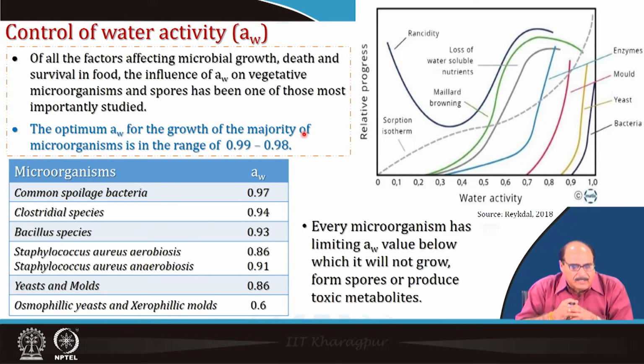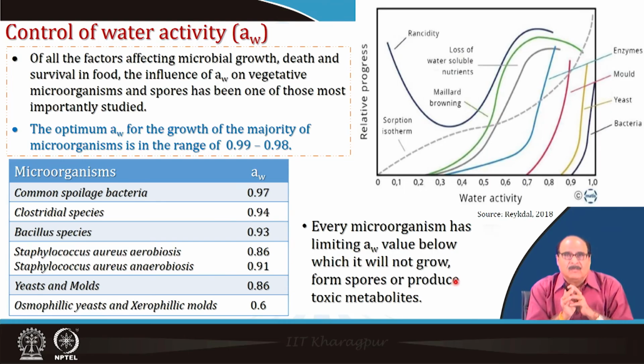Similarly, control of water activity is one of the factors affecting microbial growth, death and survival in a food. The influence of water activity on vegetative microorganisms and spores has been one of the most important and most studied subjects. The optimum water activity for growth of the majority of microorganisms is in the range of 0.99 to 0.98, okay, and some important common spoilage microorganisms are shown here. Every microorganism has a limiting water activity below which it will not grow, it will not form a spore, or it will not produce toxic metabolite.